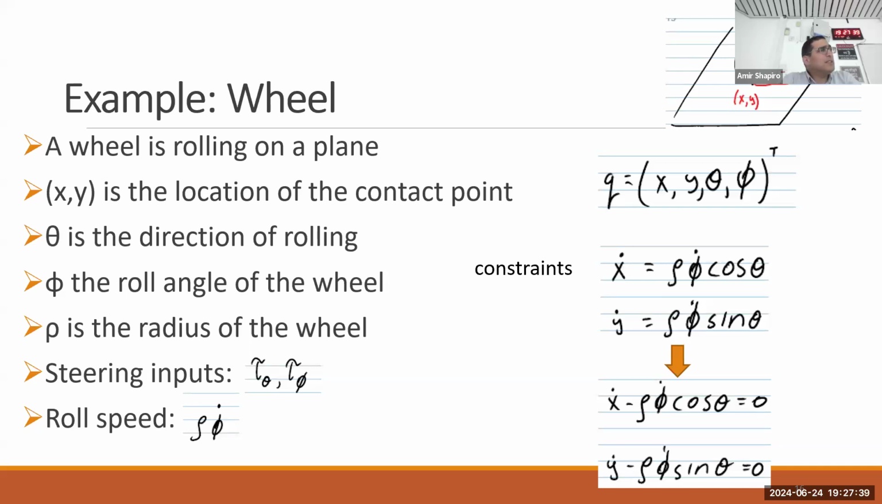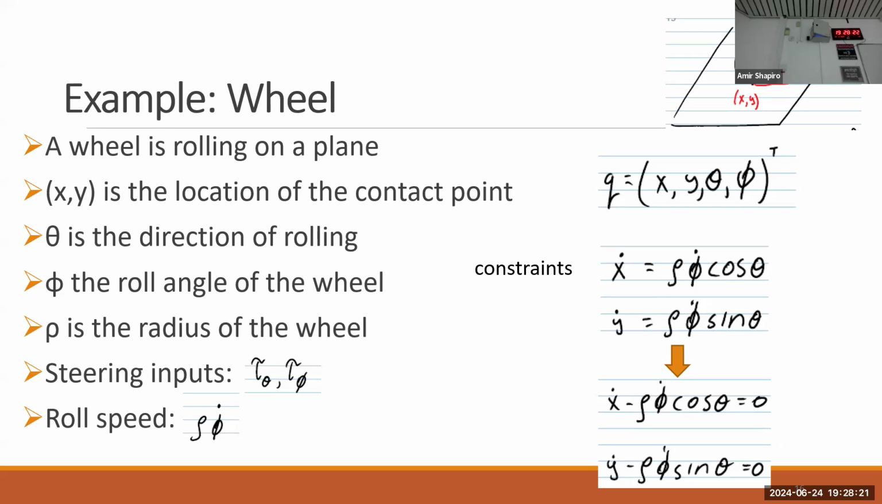So the next example is just a wheel that is rotating on the floor, turning on the floor, and we have 2 degrees of freedom, actually 4 degrees of freedom. x, y is the contact point, and theta is the steering direction, and phi is the rotation angle. So steering angle and rotation angle. x, y is the location of the contact.